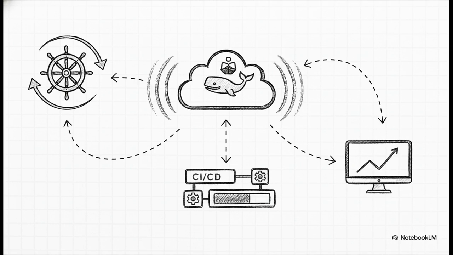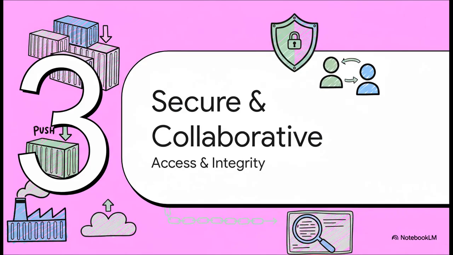It's the glue that connects everything in your DevOps world. All right, so we're moving fast, we're automating everything, which is awesome. But it also means security is more important than ever. We've got to make sure only the right people can push images, and more importantly, that the images themselves are safe and haven't been messed with. And that's exactly where Docker Hub security features shine.